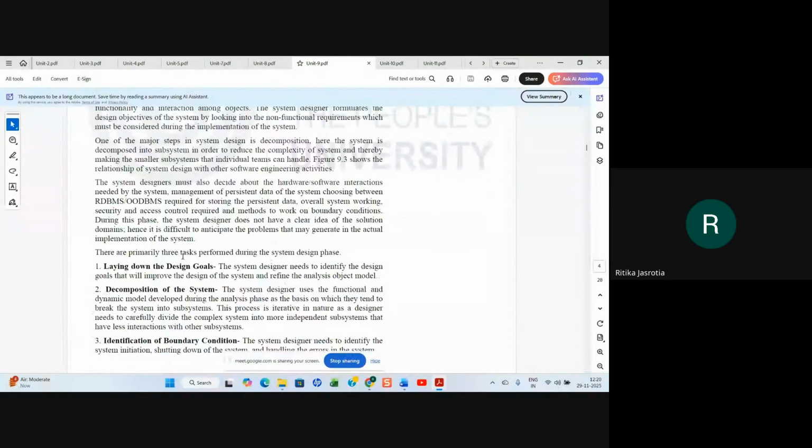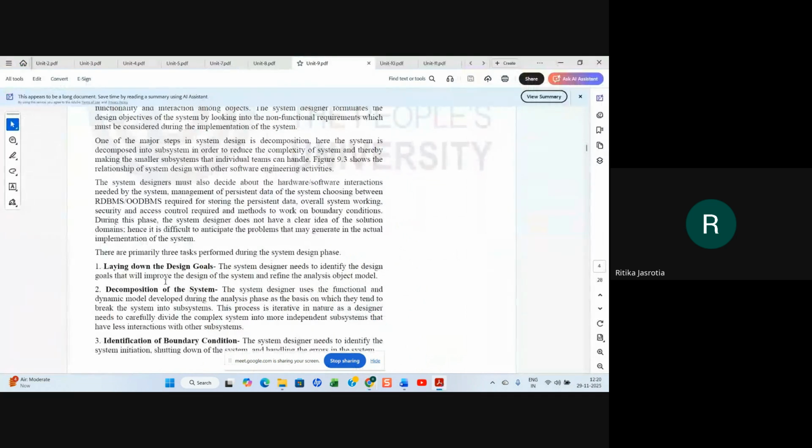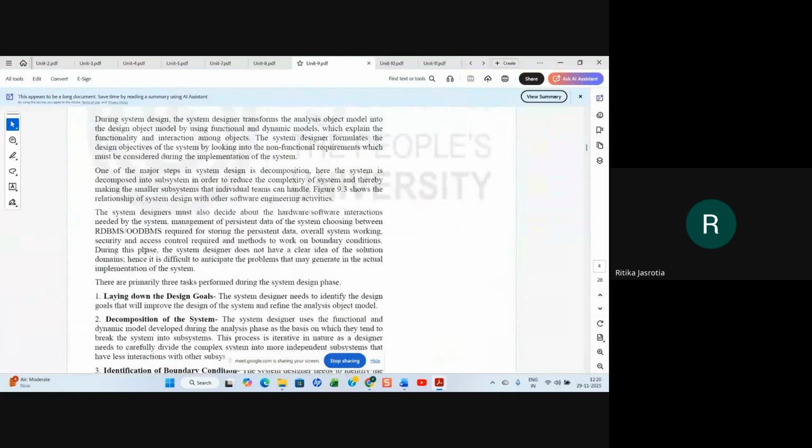There are primarily three tasks performed during the system design phase: laying down the design goal, decomposition of the system, and identification of boundary conditions. So this explains the primary tasks performed during the design phase and what system design is. This is what you have to give as the definition.